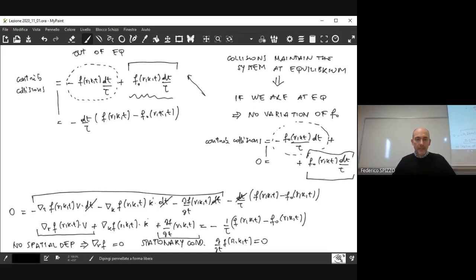So we are only left with the gradient of f with respect to k on the left side. On the other side, we have the usual collision term that is f out of equilibrium minus f0 at the equilibrium divided by the relaxation time. Okay, and this is quite close to the final point of the calculation that I obtained during the previous calculation. So now it's 11:30. So I think I will stop here. I will go on with the calculation tomorrow morning. So please just keep in mind this equation that is quite close to the previous equation.